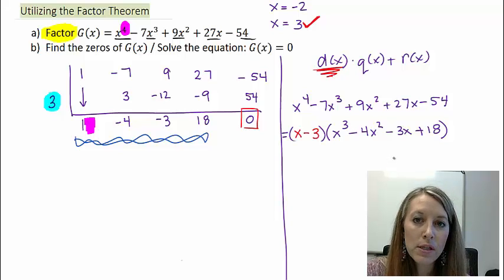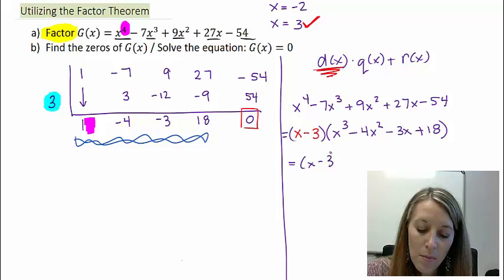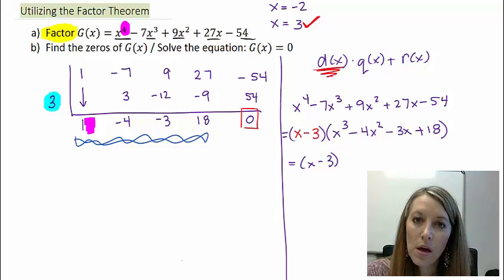But I know that I want to factor this completely to give me all 4 of my zeros. I cannot factor x minus 3 any farther, but I know I need to factor this here farther. It has 4 terms. We can try and factor it by grouping, but I can tell you it's not going to work out because my groups aren't going to match.